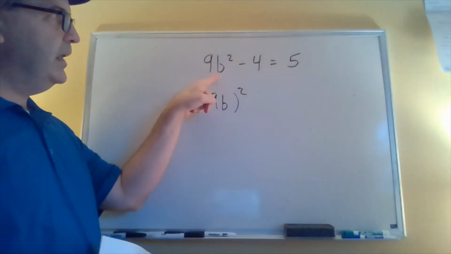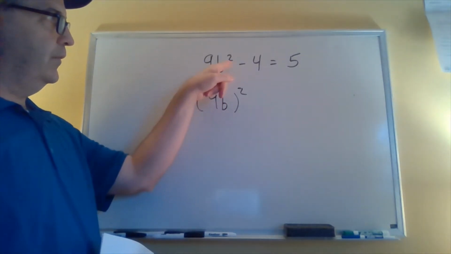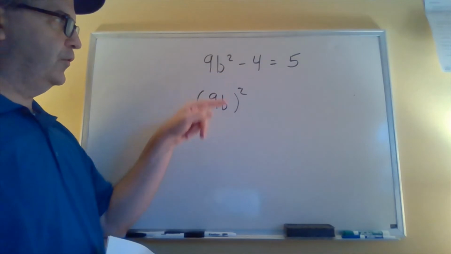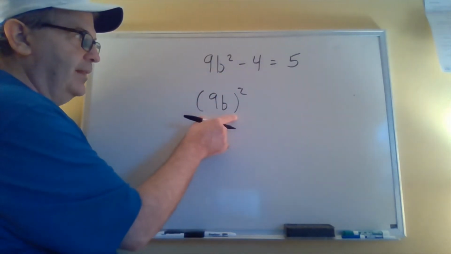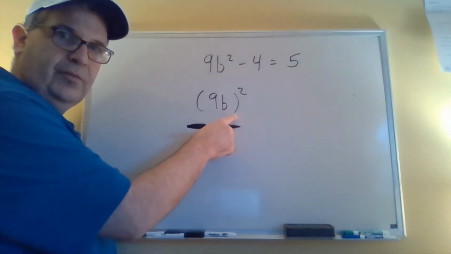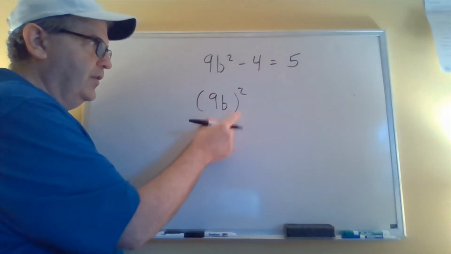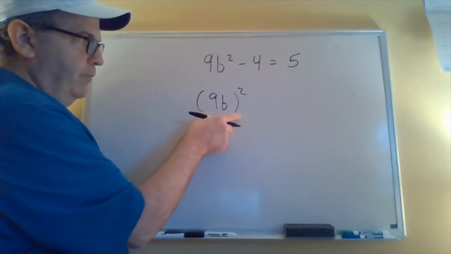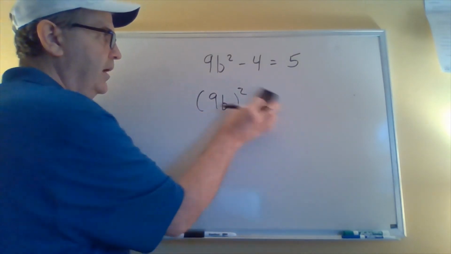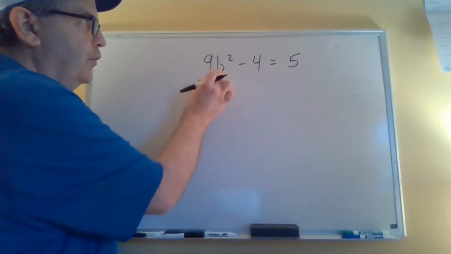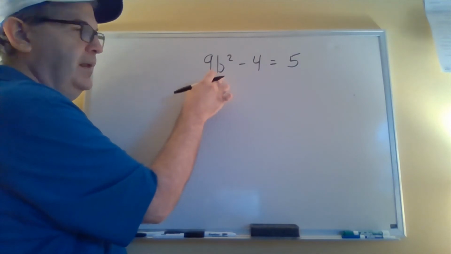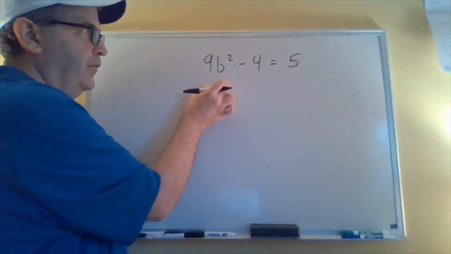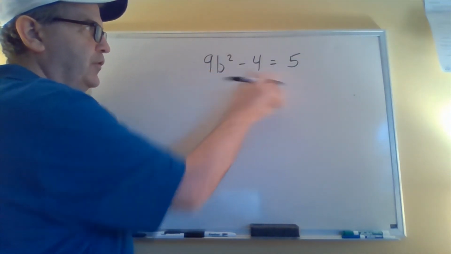So in this case, b is directly to the left of the exponent of 2, so b is our squared component. If it were written like this, what's directly to the left of our exponent of 2? The parentheses. That means the parentheses is our squared component. If it was written like this, but it's not. It's written like this, so we want to get our squared component, which is b squared, alone on the left side, and we want that set equal to a number.